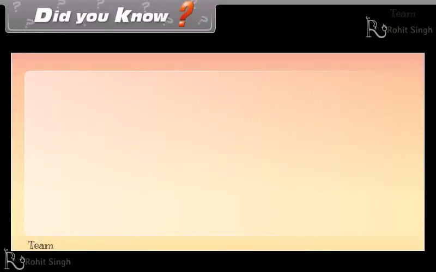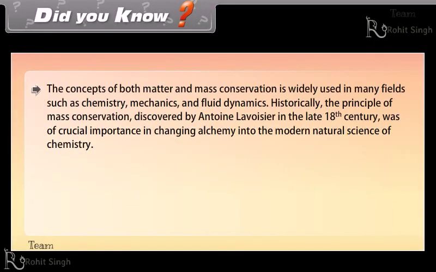Did you know? The concepts of both matter and mass conservation is widely used in many fields such as chemistry, mechanics, and fluid dynamics. Historically, the principle of mass conservation, discovered by Antoine Lavoisier in the late 18th century, was of crucial importance in changing alchemy into the modern natural science of chemistry.